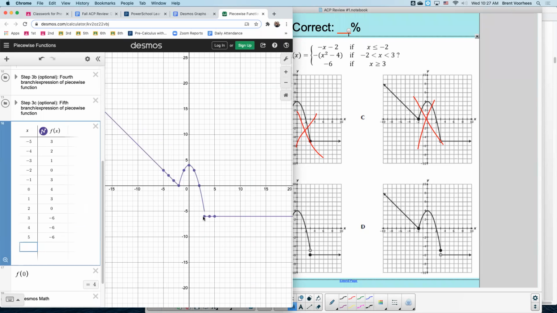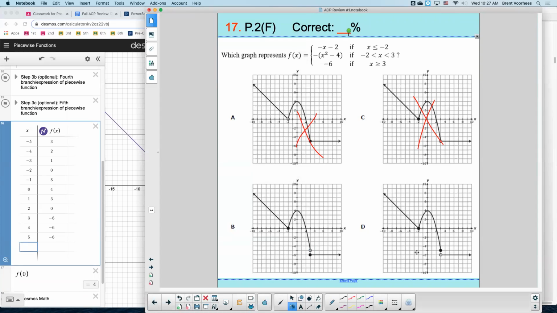I can see that this one has a closed dot. So the bottom piece should have the closed dot, which means B is correct and D is incorrect because they put the closed dot on this parabola part rather than the flat line. And so that's why D is incorrect.